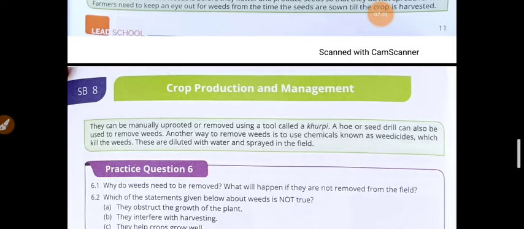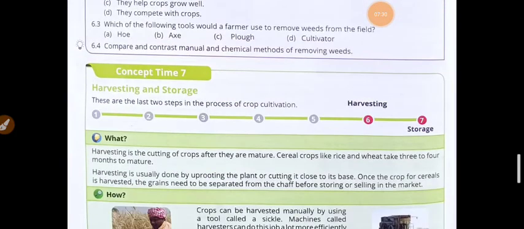Another way is by using weedicides. These are chemicals that kill the weeds. They are diluted in water and sprayed in the field.